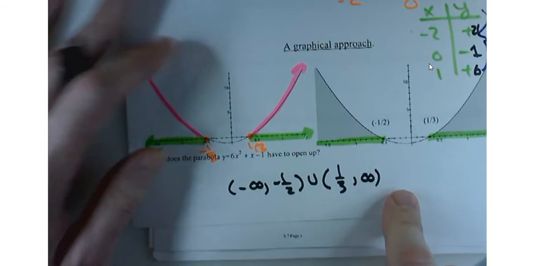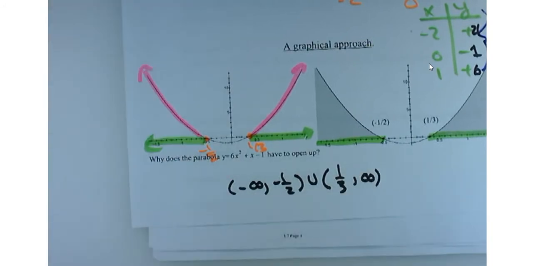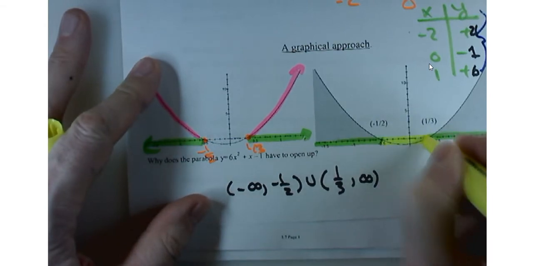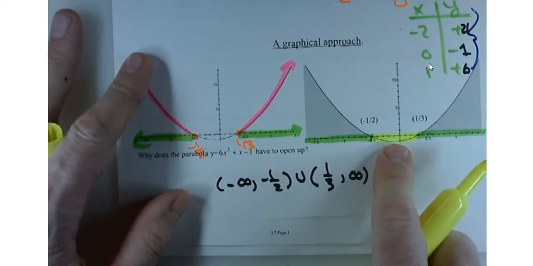The only part that doesn't satisfy our inequality, or the only time this dips below the x-axis, is for that little interval right in here. For that little interval, it's negative.